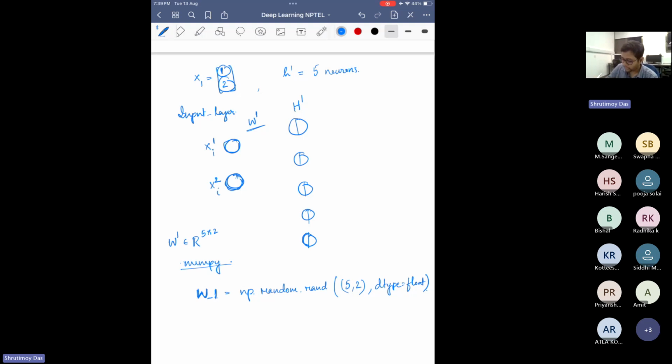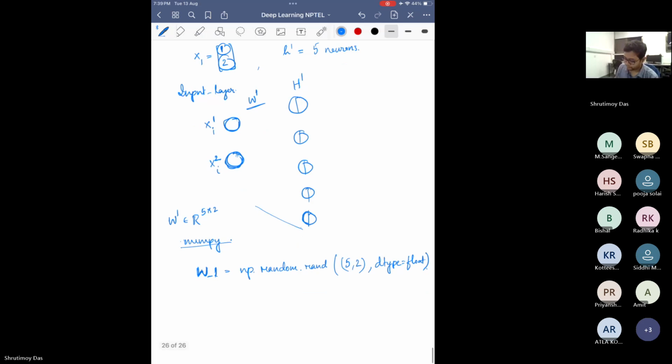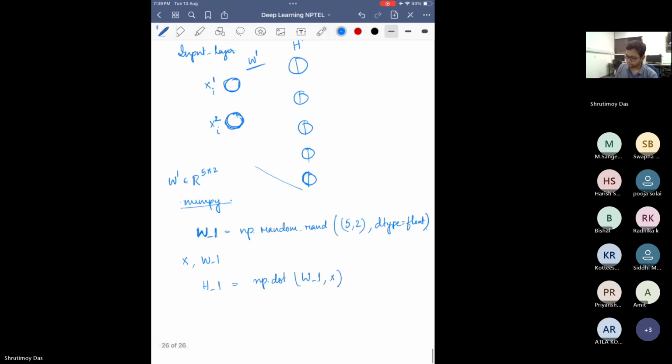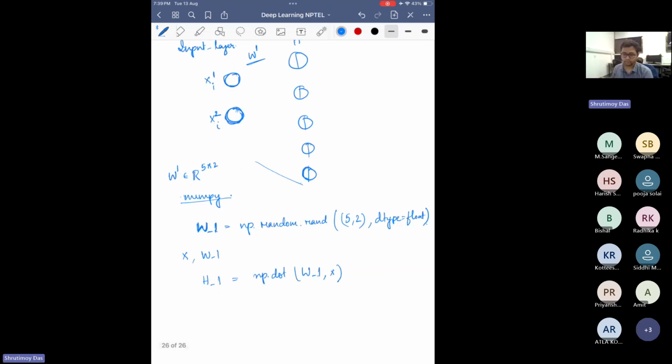So next, what is the next step after you get this? You have X, you have W1. So now you will compute H1, which is W1 dotted with X. If I am writing this code in Python, I will write something like numpy dot dot, W1 and X, right? So what is the next step?